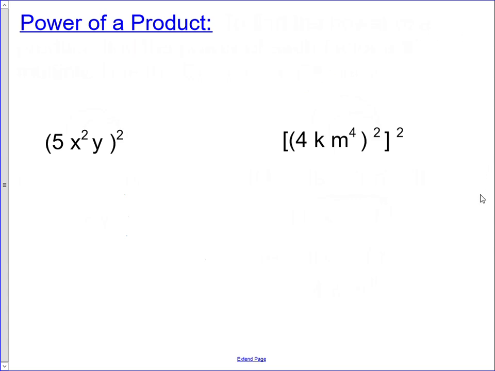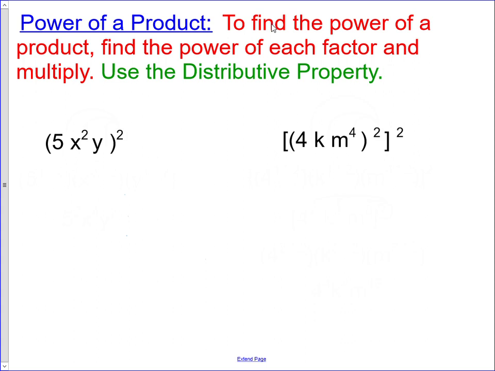Okay, let's take a look at the power of a product. So to find the power of a product, we're going to find the power of each factor and multiply. And to do this, we're going to use the distributive property. Well, let's just jump right in and take a look at a couple here.